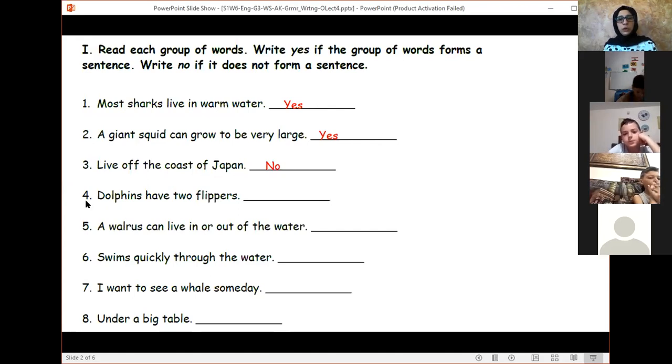Can you do number 4? Dolphins have two flippers. Bravo. So I'm talking about dolphins and I'm telling that they have 2 flippers. So it has the naming part and the telling part. So what can I say about this sentence? Yes, it is a sentence.